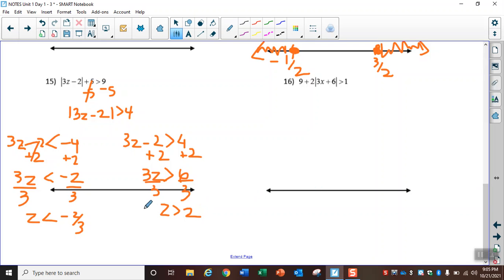All right, so if I'm graphing this, I've got the negative 2/3 on the left. Open circle, and it's less than, so it's pointing to the left. And then this is greater than 2, so here's 2. This was negative 2/3, open circle. I'm going to go to the right.